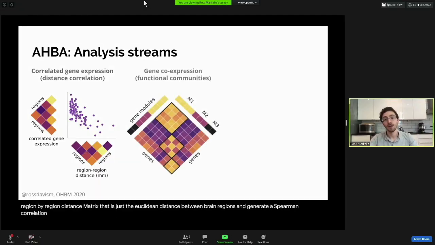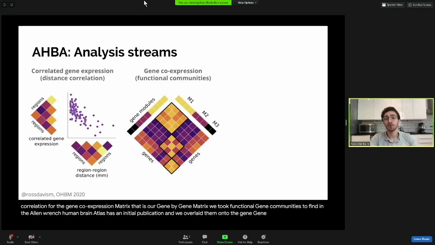correlation. For the gene co-expression matrix, that is our gene by gene matrix, we took functional gene communities defined in the Allen Human Brain Atlas's initial publication by Hawrylycz and colleagues in 2012, and we overlaid them onto the gene-gene matrices that we got from all of our pipelines, and we calculated a silhouette score to see how well the functional communities they found fit to all of the different matrices we got.